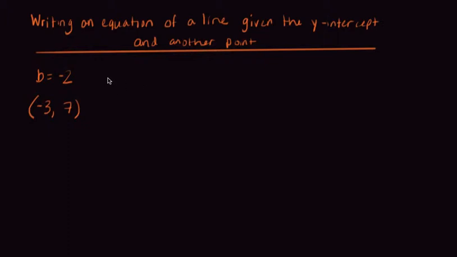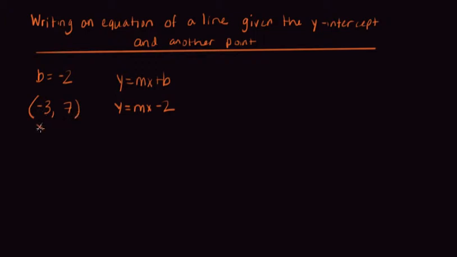So the first one is to think about our equation y equals mx plus b. We want to figure out what m is and what b is. Well, we already know what b is, so we can say right away, y equals mx minus 2, because b is negative 2. Then we need to find m. We don't know m, but we do know x and y, or at least one x and one y.